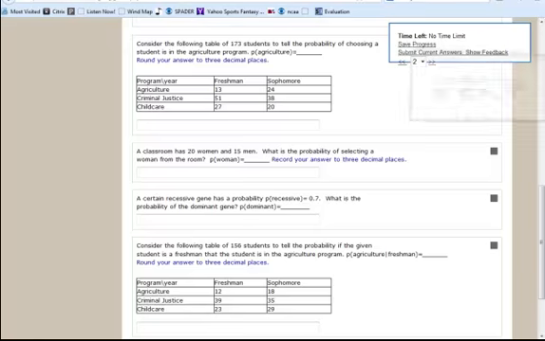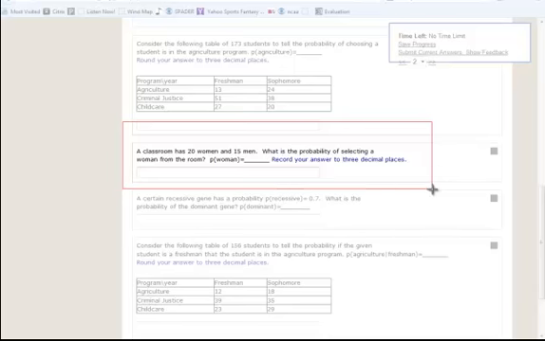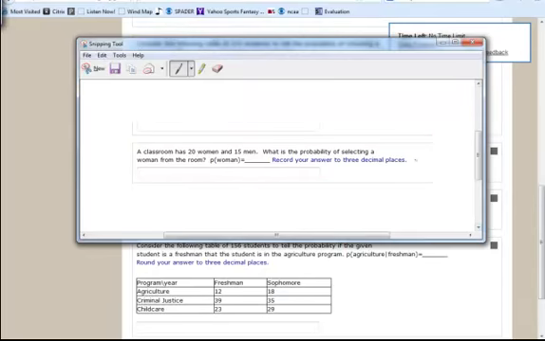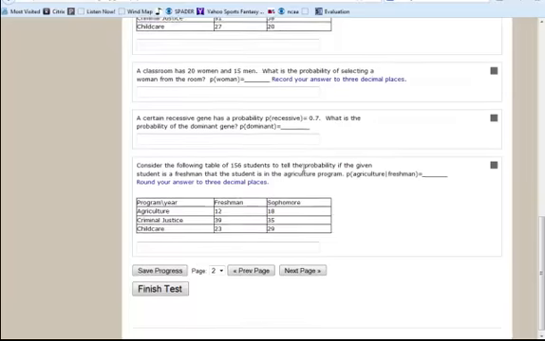Next one, a classroom has 20 women and 15 men. What is the probability of selecting a woman from the room? Well, you take the number of women divided by the number of people, and that will be the probability of selecting a woman.